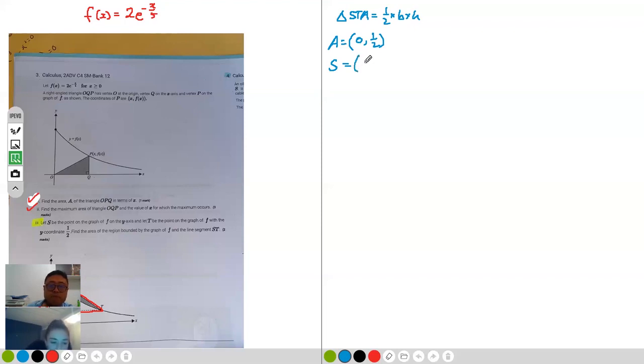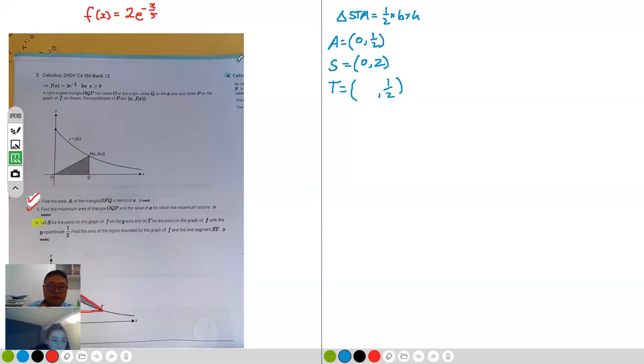It's when x equals 0. So 0, 2. Yep. 2. Yep, 0, 2. Got it? Yeah. And can you tell me the coordinates of T? Now, you can tell me one of the coordinates of T straight away. Half. Yep. So that's the Y coordinate, right? Half.